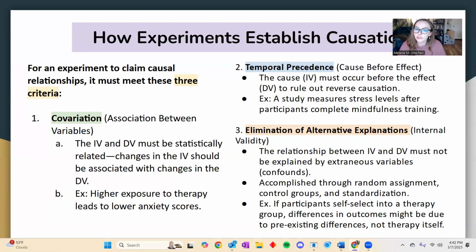And three is the elimination of alternative explanations, or internal validity. We've talked about internal validity. I'll try not to repeat myself too horribly much. And honestly, elimination is a strong word. We are trying to lessen all the possible extraneous and confounding variables. We are trying to keep the relationship between the IV and DV as tight as possible, with as few extraneous variables as possible, as few confounds as possible. Again, that is extremely difficult to do with humans, so design is very important. I'll talk about some of those design considerations in a second.